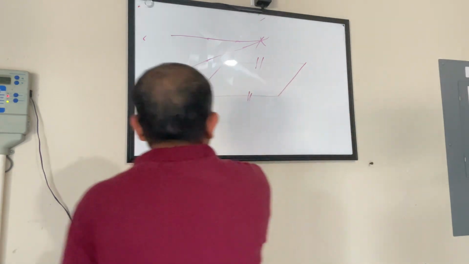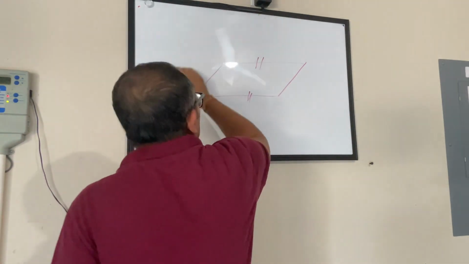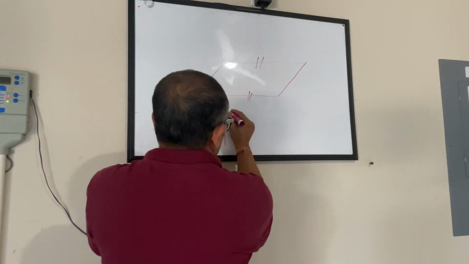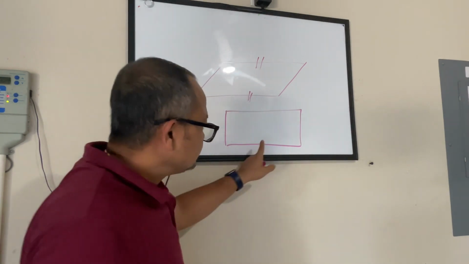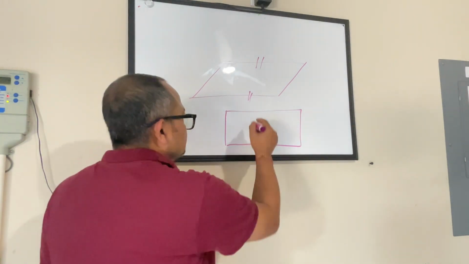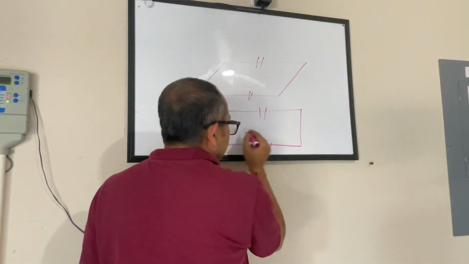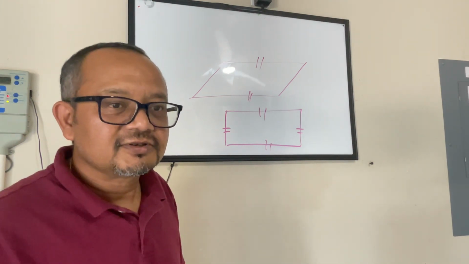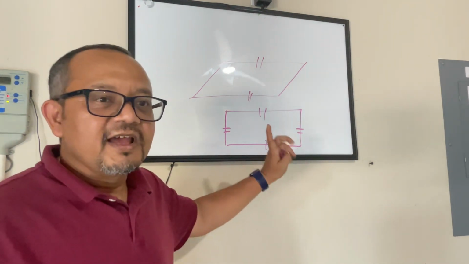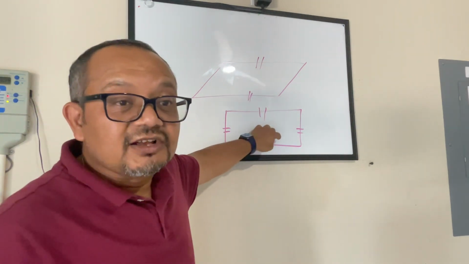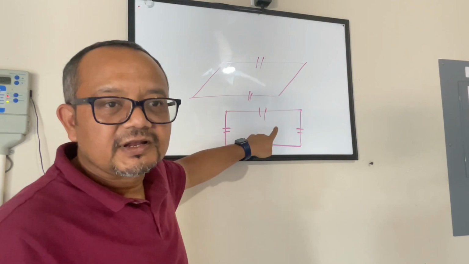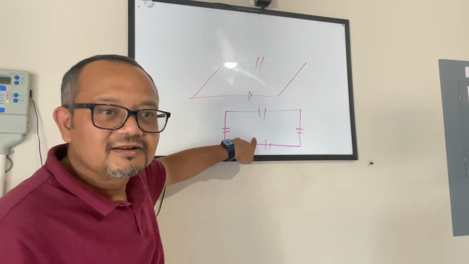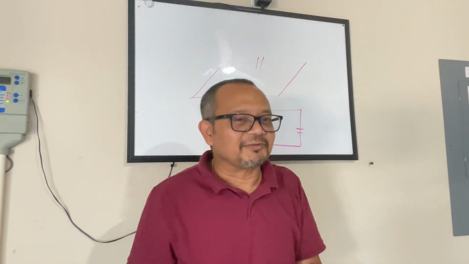Now look at this. Opposite sides are equal. This is a rectangle. This is a rectangle. Opposite sides are equal and they are parallel also. What does it mean? Every rectangle is also a parallelogram. Okay? But is every parallelogram a rectangle? No. No. That's the only thing that you have to keep in mind.